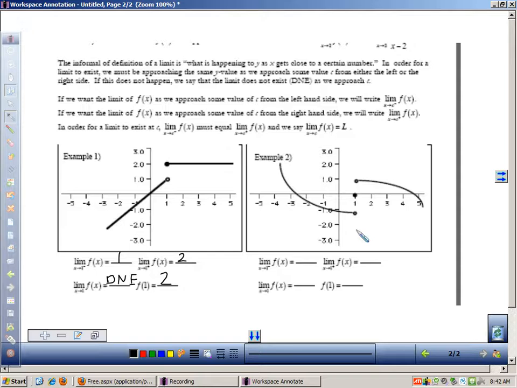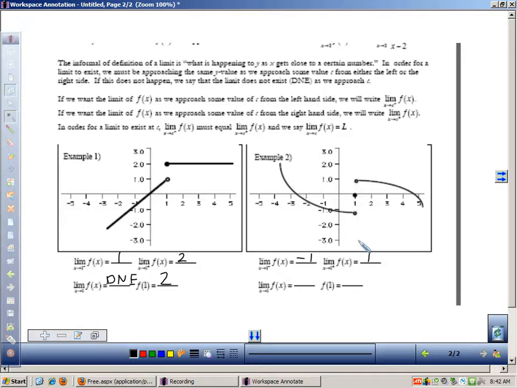As we approach x equals 1 from the negative, so we're coming along here, what does the function get closer and closer to as we get closer and closer to 1? Negative 1. Y equals negative 1 as we come closer and closer here. So as we come from the left, we get a negative 1. As we approach from the positive side, as we come along here, what does our function get closer and closer to? Positive 1.